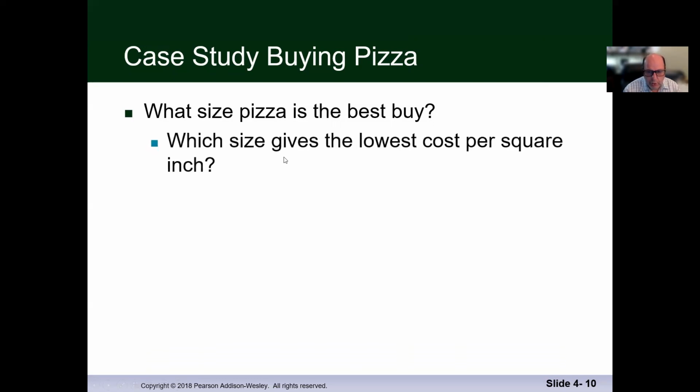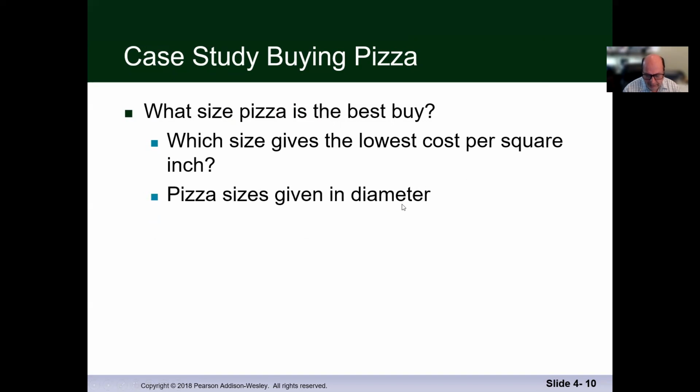We want to get the lowest cost per square inch. Every time we want to compare things, we're going to compare the unit price, not the whole thing. So we have to find out what the unit price is, then we can compare it.